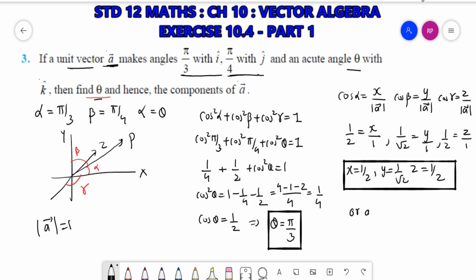Or I can write it down, vector A will be equal to 1 by 2, 1 by root 2 and 1 by 2. The answer is 1 by 2 I plus 1 by root 2 J plus 1 by 2 K.